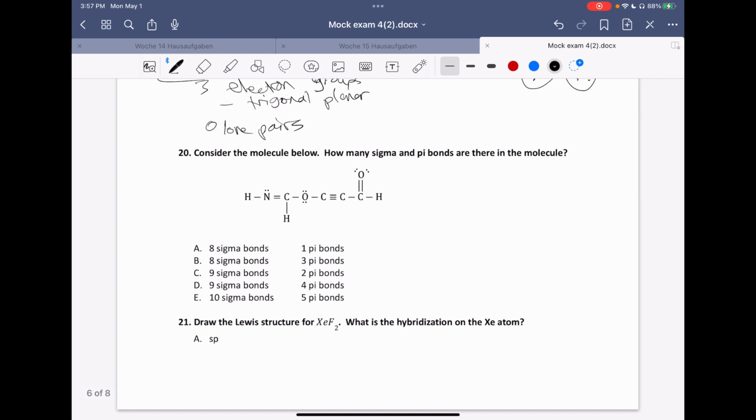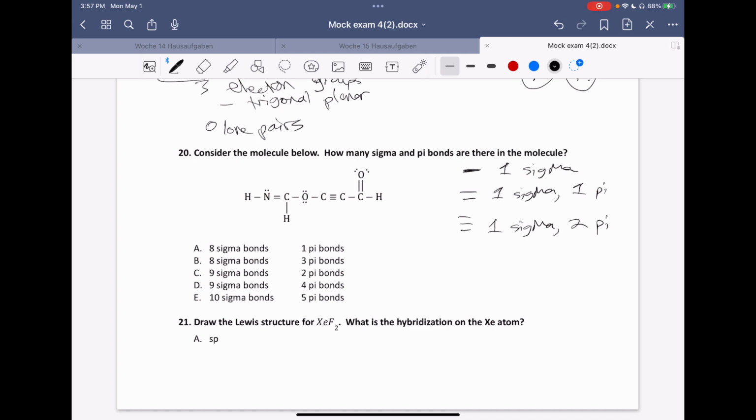Consider the molecule below. How many sigma and pi bonds are there in the molecule? This one was pretty easy. You just count that a single bond is going to be 1 sigma. A double is 1 sigma, 1 pi. And a triple bond is going to be 1 sigma, 2 pi. All right, so then we just count that.